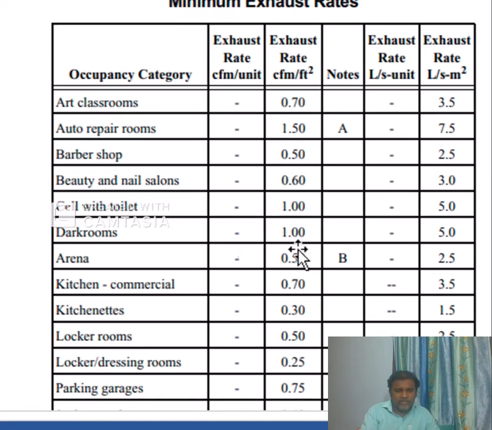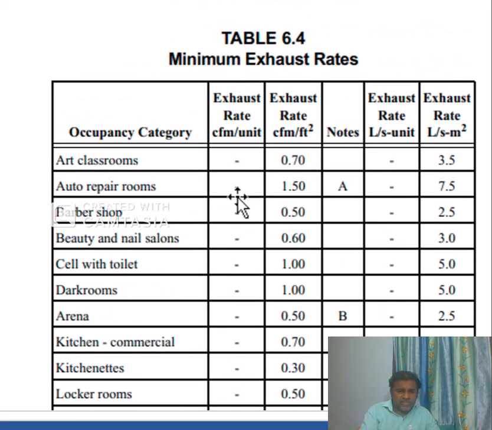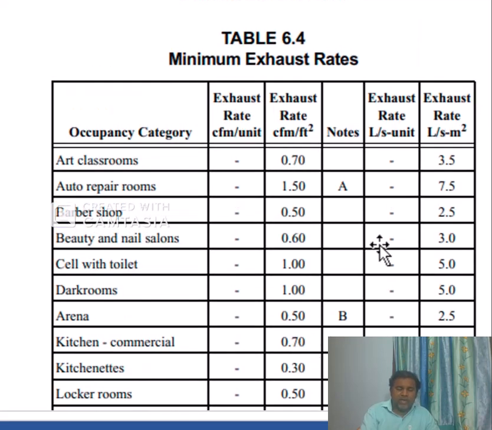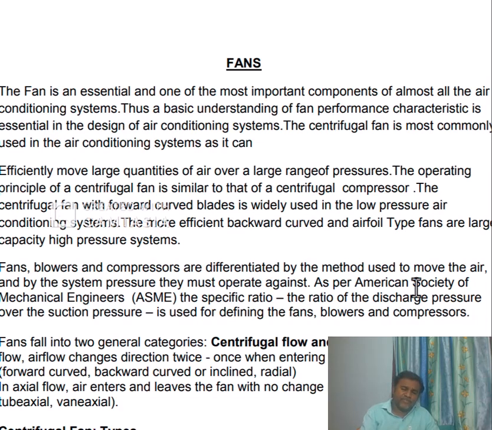The exhaust rates. The exhaust rate for auto repair rooms is 1.50 CFM per square feet. In the case of a dark room, that is 1. In the case of a locker room, that is 0.50 CFM per square feet. So these are the minimum exhaust rates. Have a look in the ASHRAE data book when you are doing the design. Now coming to fans.